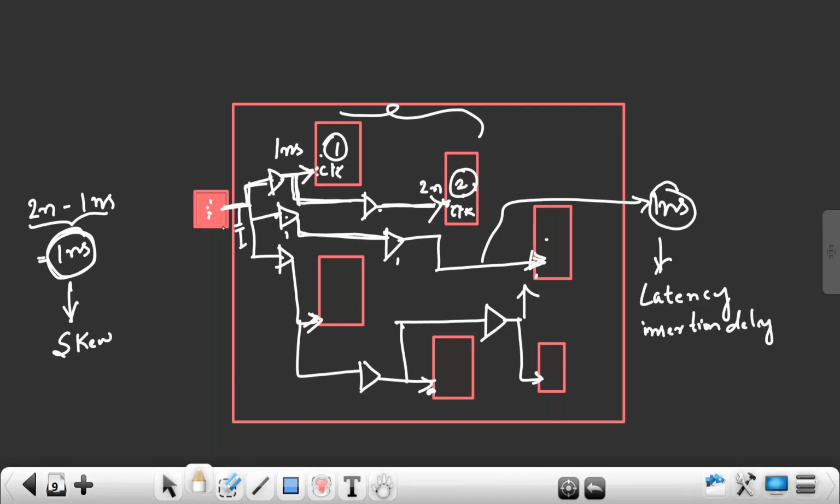But latency is for each and every flip-flop. For this second flip-flop, what is the latency? 2. For the first flip-flop, latency is 1. So skew is nothing but the difference in latencies. I can say the difference in insertion delay or difference in latency is called skew. So all these things you have to consider during clock tree synthesis. The skew should be minimum. Latency should be minimum. You have to consider this.